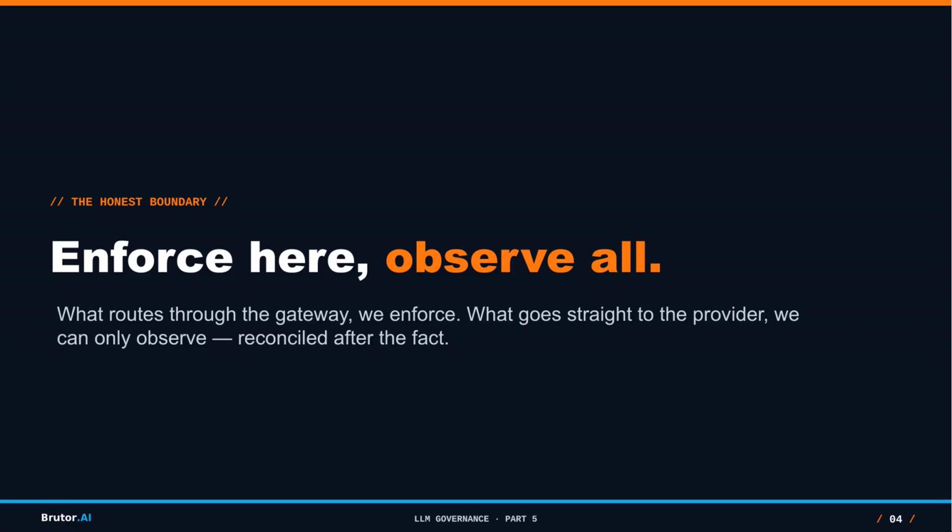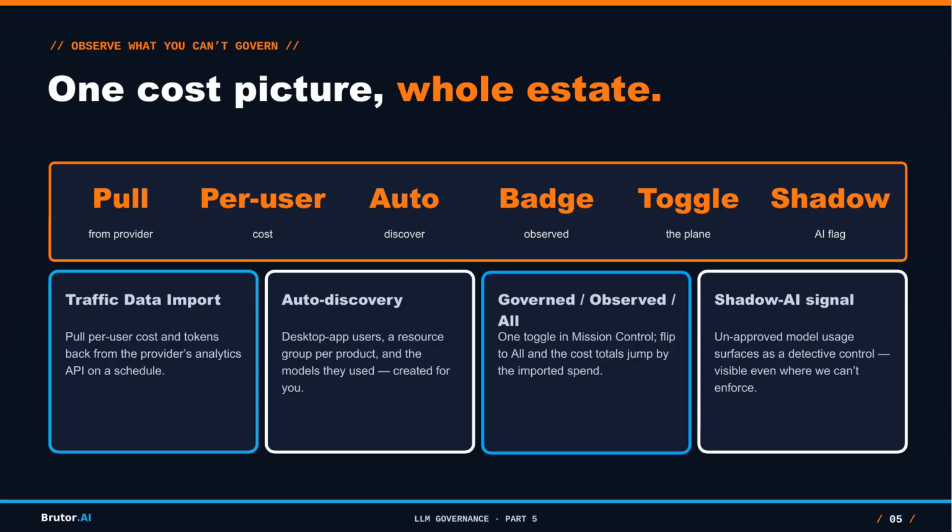What routes through the gateway, we enforce. What goes straight to the provider, the desktop and web apps, we can only observe, reconciling it after the fact. We can show it, attribute it, forecast it, alert on it, but we cannot block or redact it, because we were never in the path. Imported rows are badged observed, never governed. Enforce here, observe everywhere. The payoff is one cost picture across the whole estate.